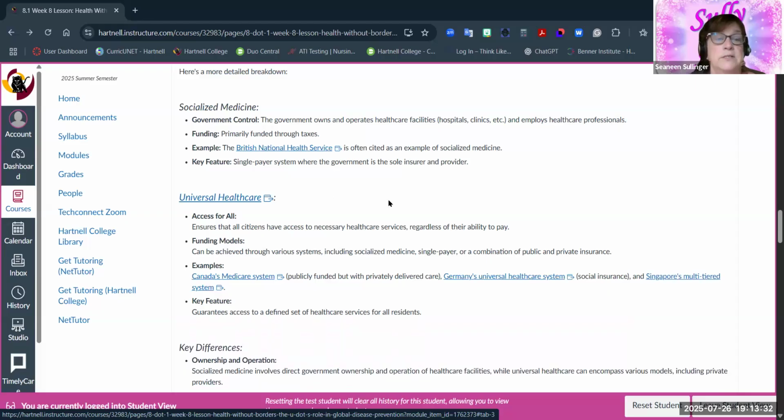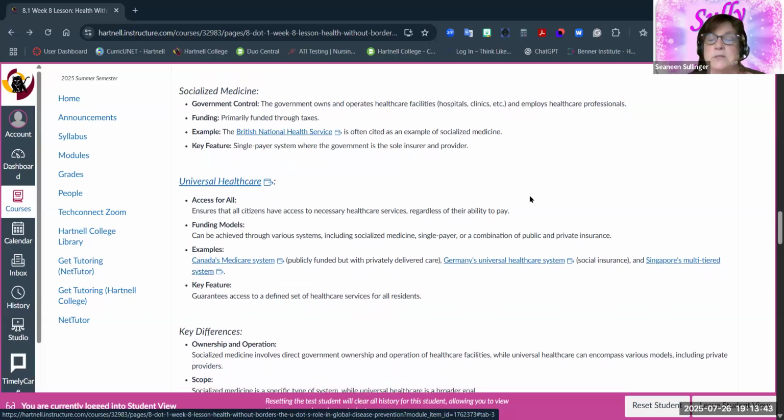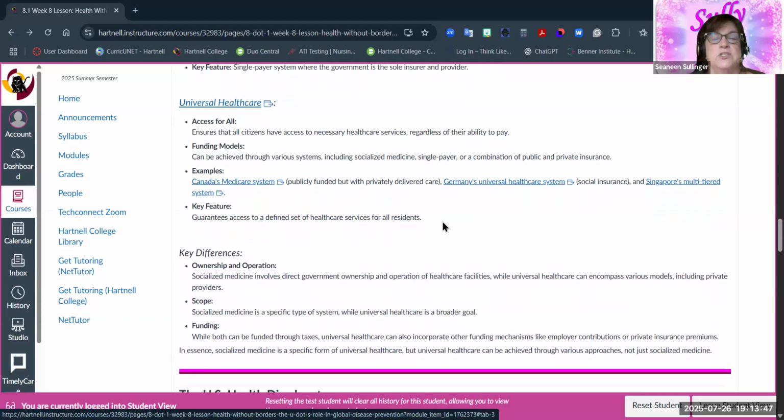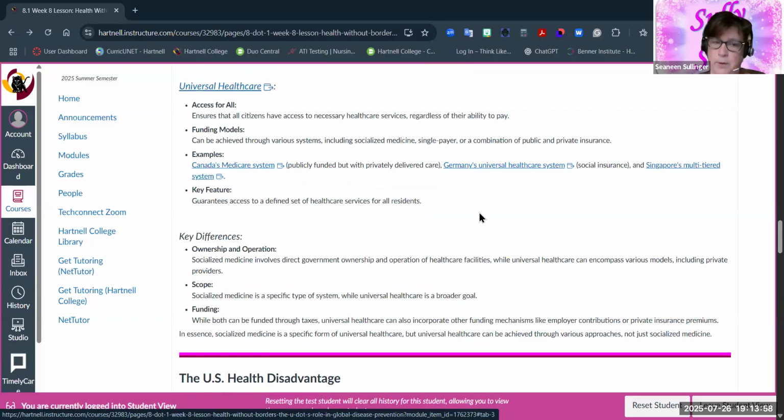Universal healthcare, access for all, ensures that citizens have access to necessary healthcare, with funding through various different sources. Examples would be Canada's Medicare system, Germany, and Singapore. It guarantees access to a defined set of healthcare services. So to those primary care services, that was when we looked at our definition, it was the primary care services, not specialties, but primary care.